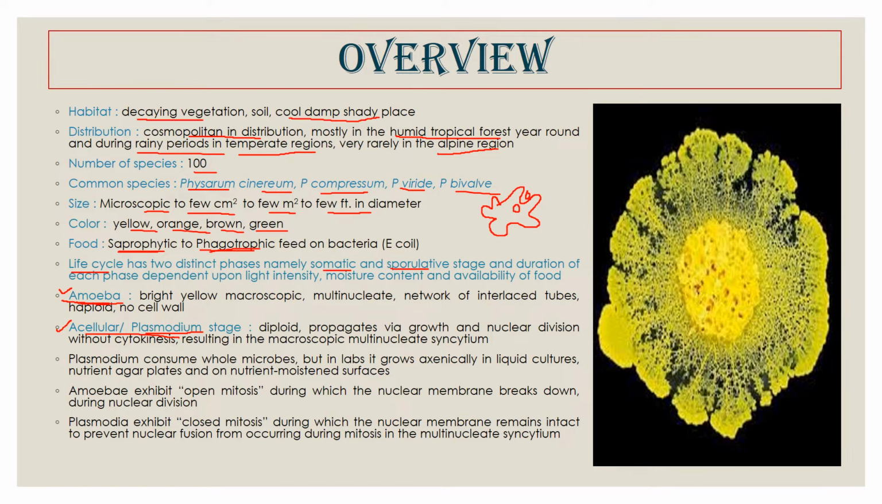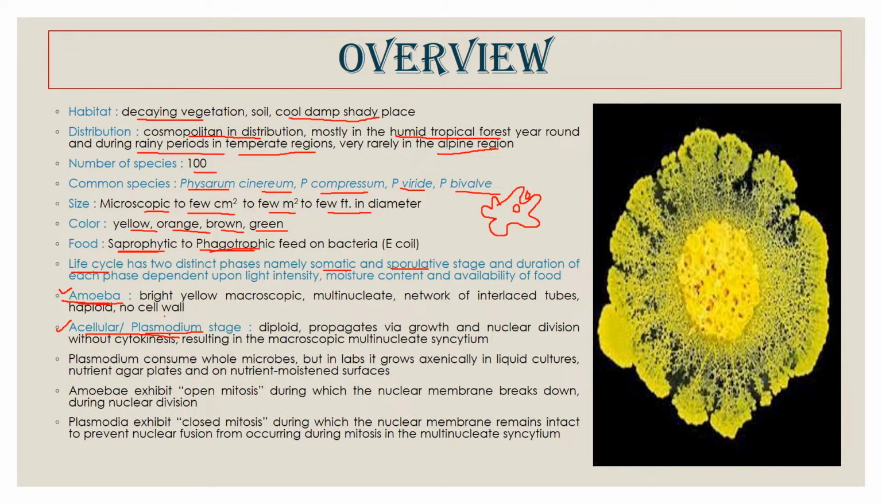But whether it is the amoeba or the plasmodium, they are diploid in nature, and because they are diploid, we can say this is the sporophytic phase. So this amoeba or the plasmodium is usually very small in the beginning, and then as it continues to creep over the surface and feed, it increases in size.